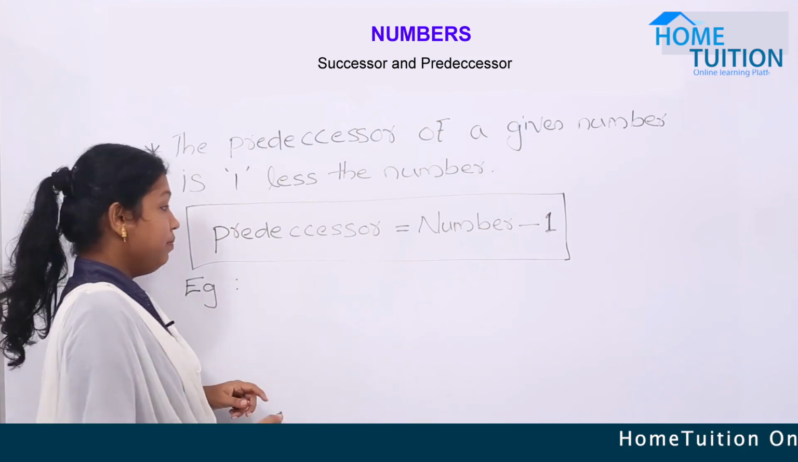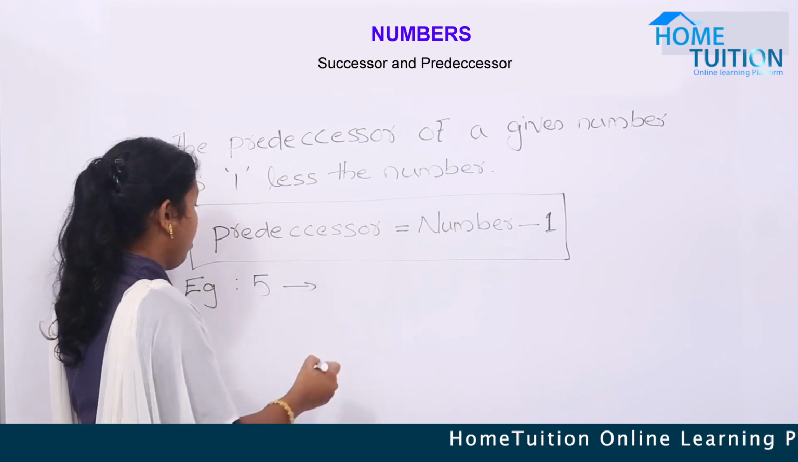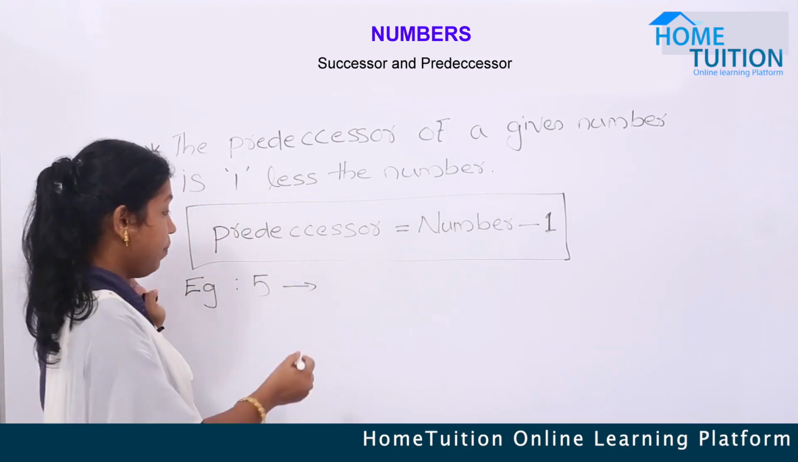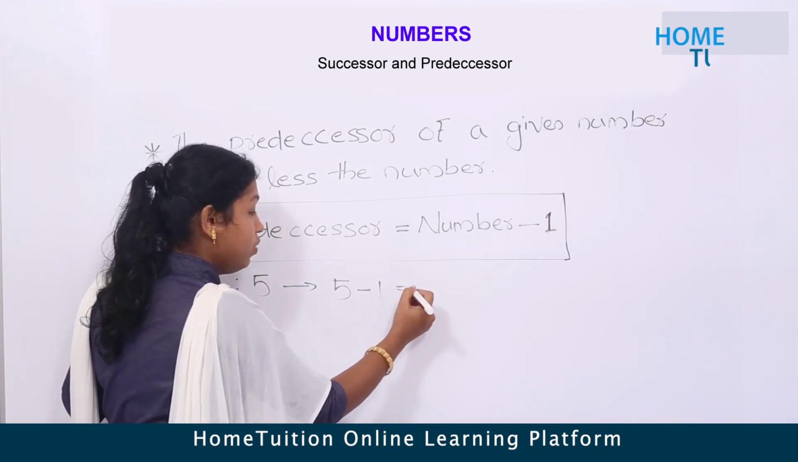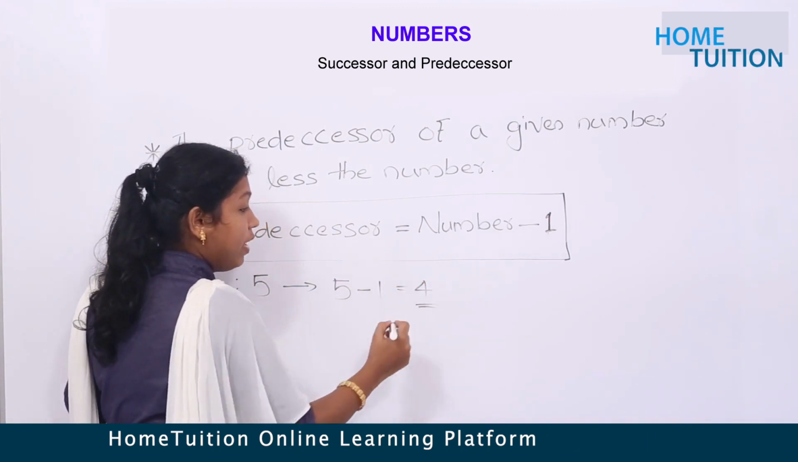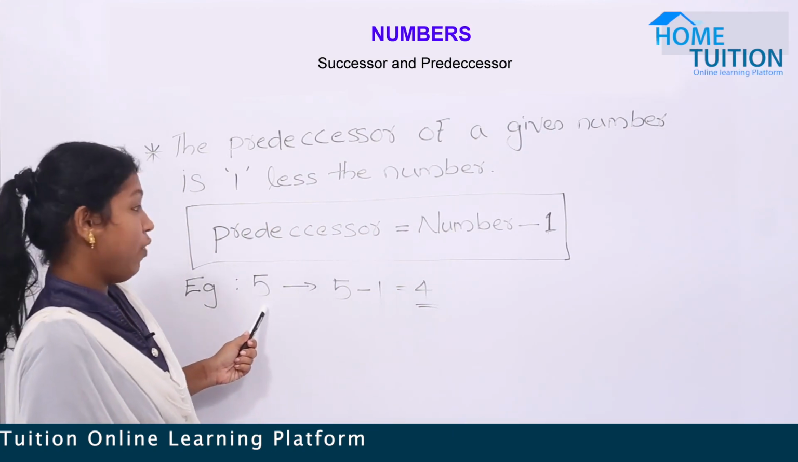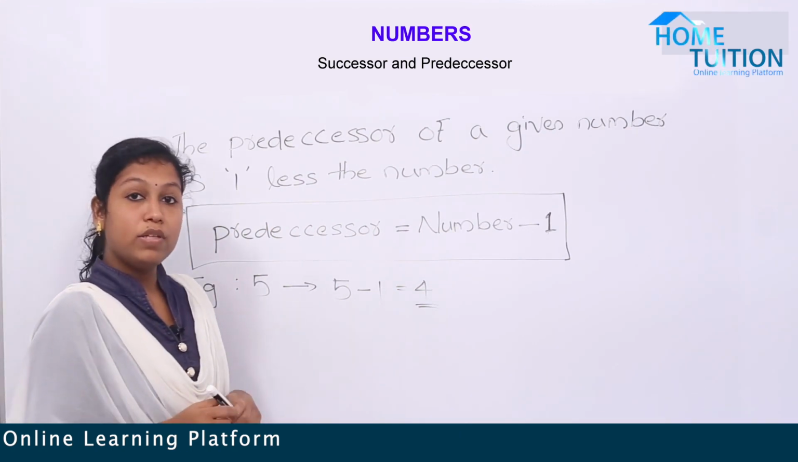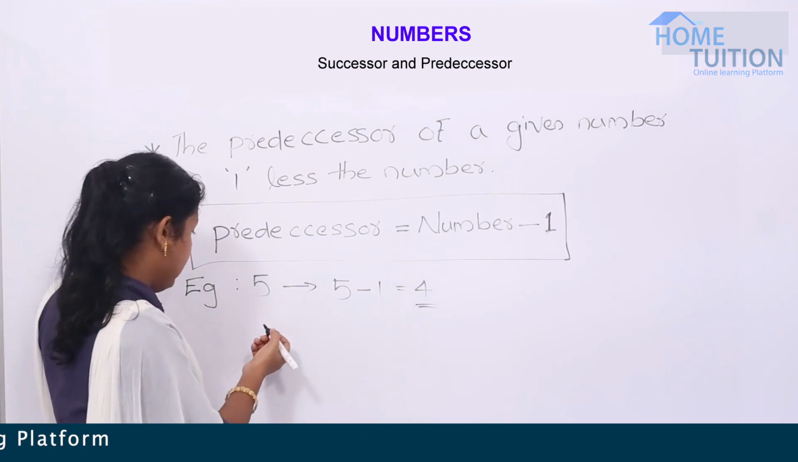So, example 5. The predecessor of 5 is 5 minus 1, which is equal to 4. We get 4. The predecessor of 5 is 5 minus 1, that is equal to 4. Then another example.